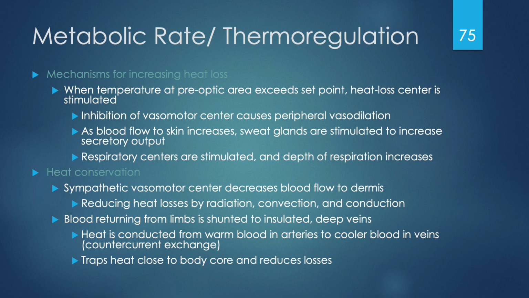So the blood that returns from the limbs is going to be shunted to the insulated deep veins of our body, and that way the heat is conducted from the warm blood in our arteries out to the cooler blood that's out in our veins. So we have what's called a countercurrent exchange. So this traps the heat that we have, the little heat that we have, close to our body core and reduces losses, which is important because if your hands are cold, it really doesn't matter.